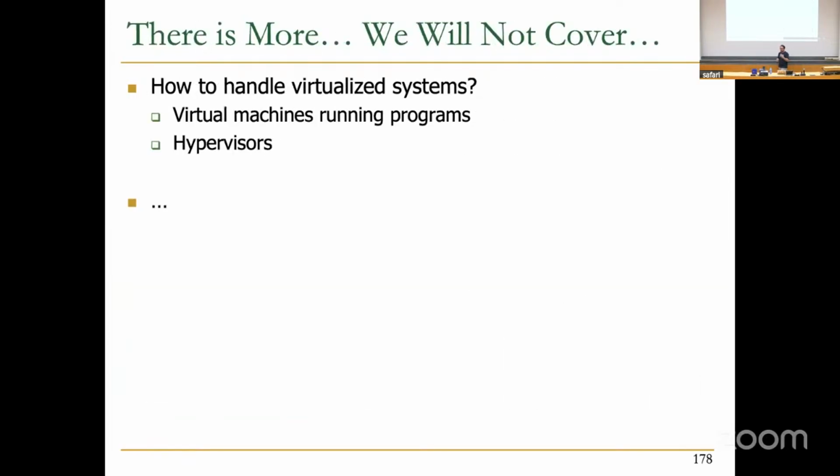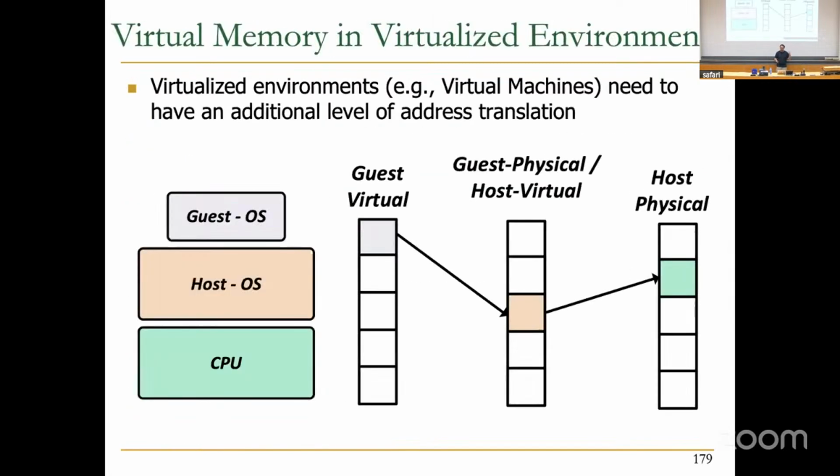When it comes to virtual machines running programs and hypervisors, you can think of virtualized environments where we don't have simply one operating system. We have two: the guest operating system and the host operating system. So we do not need to translate just from host virtual to host physical. We need to translate from guest virtual, from the guest operating system, to host virtual, to the host operating system, and then from host virtual to host physical, which makes the address translation process both a lot more complicated and a lot more expensive.